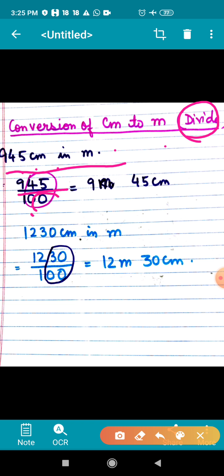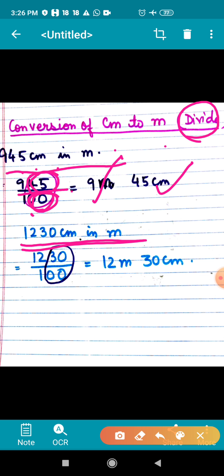Here two zeros are there. These two zeros mean you will remove two digits from here, and these will be centimeters and the leftover digits will be meters. Okay. Now just have a look at the second example. Same way we will do.